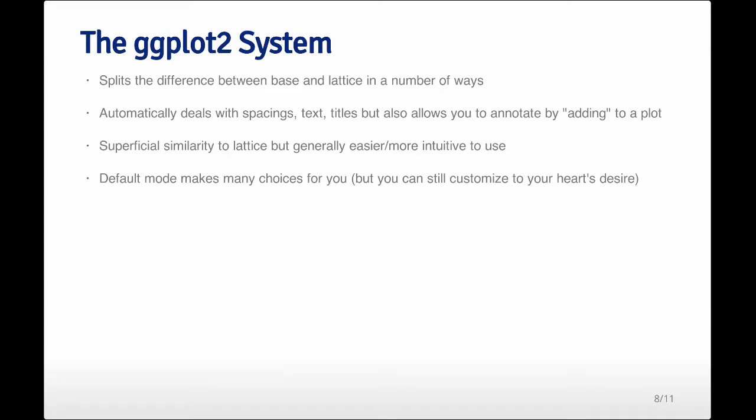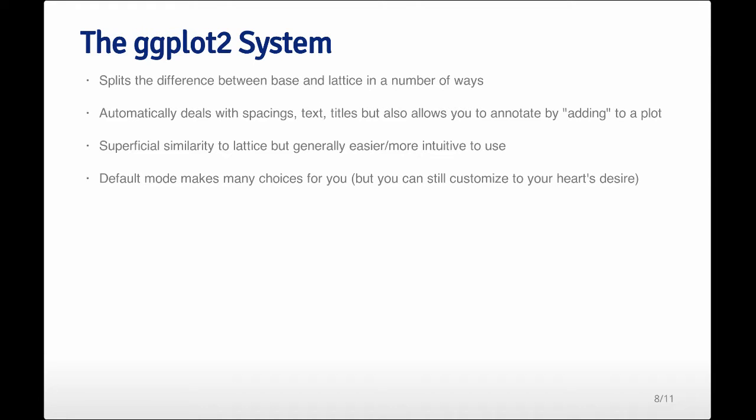It kind of splits the difference between the lattice and the base package, so it mixes ideas from both. On the one hand, you can build a plot incrementally by adding things one by one, so that's kind of like the base system. On the other hand, a lot of the aesthetic calculations are done automatically without you having to directly control them. So things like spacings and labels are all put in the right place. So that's kind of like the lattice system. The ggplot2 system is very useful for conditioning plots, just like in lattice, and so you can make those kinds of panel plots.